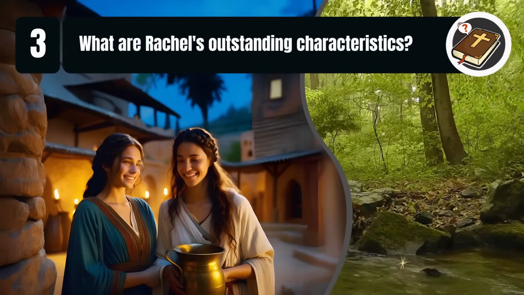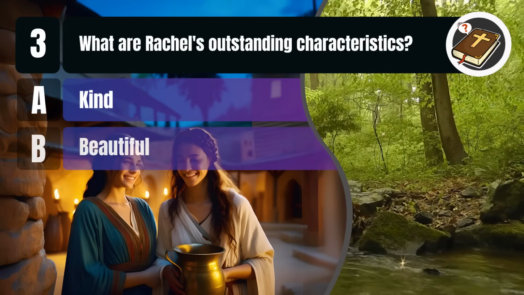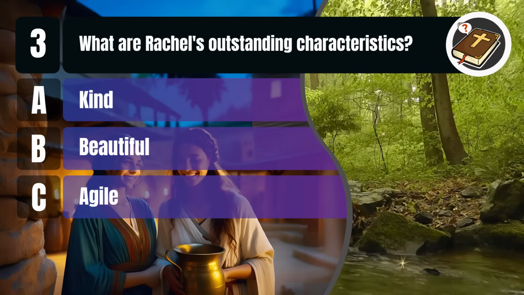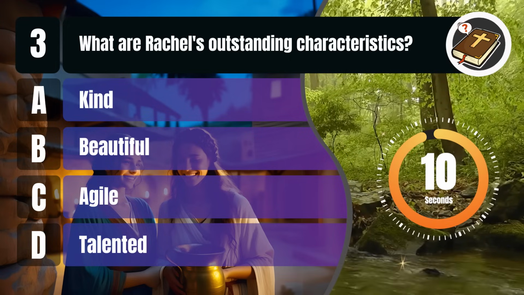Question 3. What are Rachel's outstanding characteristics? A. Kind. B. Beautiful. C. Agile. D. Talented. You get 10 seconds.